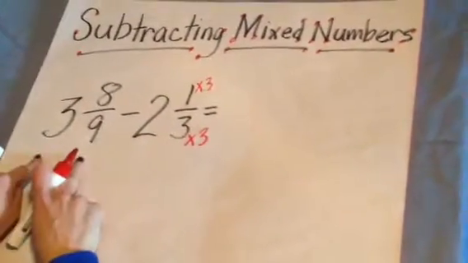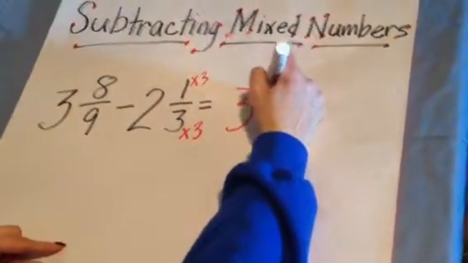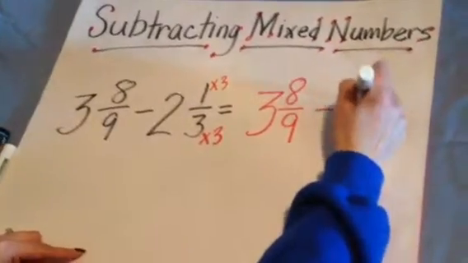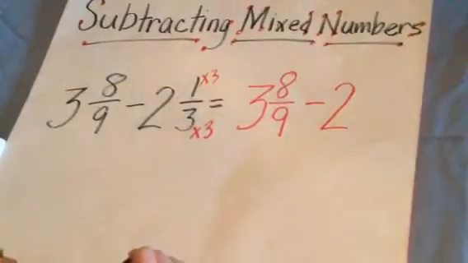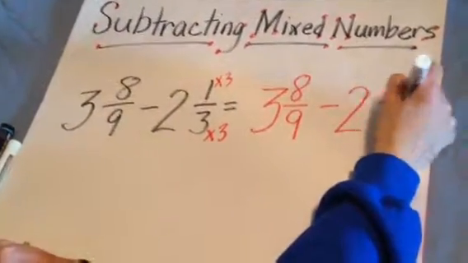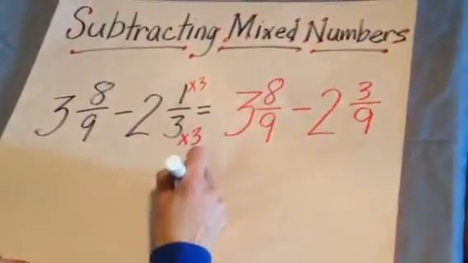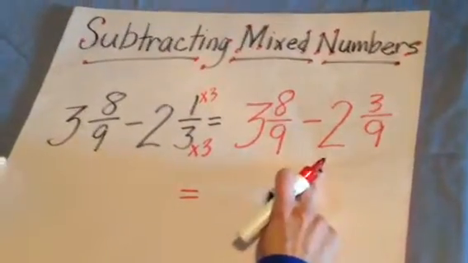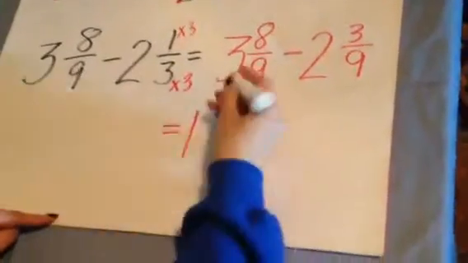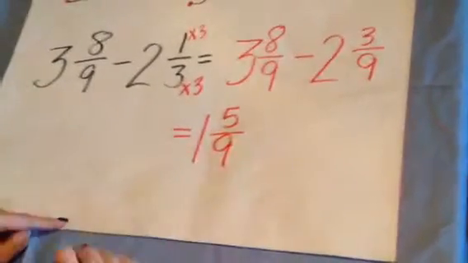So let's rewrite this 3 and 8/9. That one was untouched, so I'm just going to rewrite it over here. And I'm going to subtract my mixed number, 2, and 1 times 3 is 3. And for my denominator, 3 times 3 is 9. Subtracting my whole numbers first, I get 1. Subtracting my numerators, I get 5. And my denominator of 9 will stay the same.